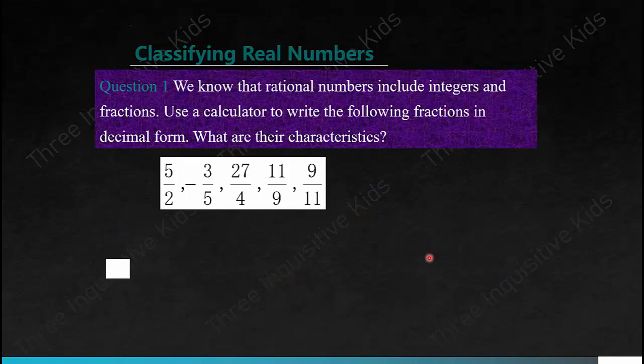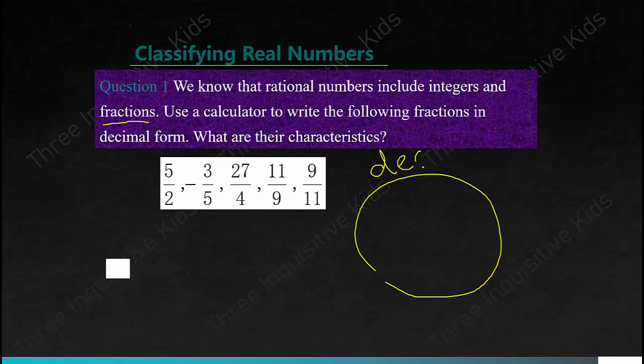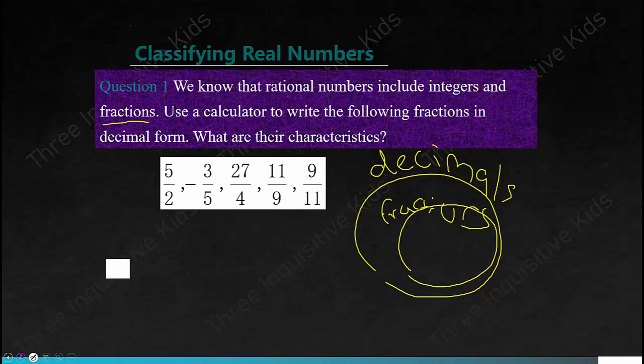So classifying real numbers. Question 1. We know that rational numbers include integers and fractions. Notice how I use the word fractions. So all fractions are decimals, but not all decimals are fractions. So you can think of it as this is a category of decimals, and fractions is a smaller circle inside it. It is called fractions. Okay, so going back to the lesson, you get this now.